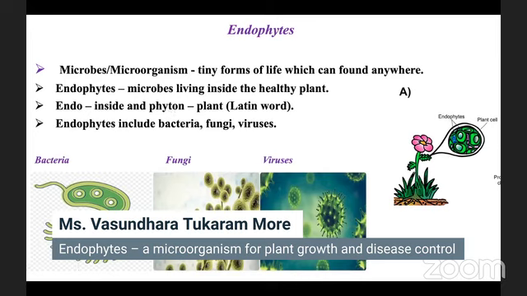The endophytes are the microorganisms or the microbes. Microbes are the tiny forms of life which can be found anywhere. That means in our body, in the environment, soil, air, water, everywhere you can find these tiny forms of creature, but we can't see them with the naked eye. We have to see under the microscope. So that is why they are called microorganisms: we can only see them with the microscope. So the endophytes are a class of these particular types of microorganisms.